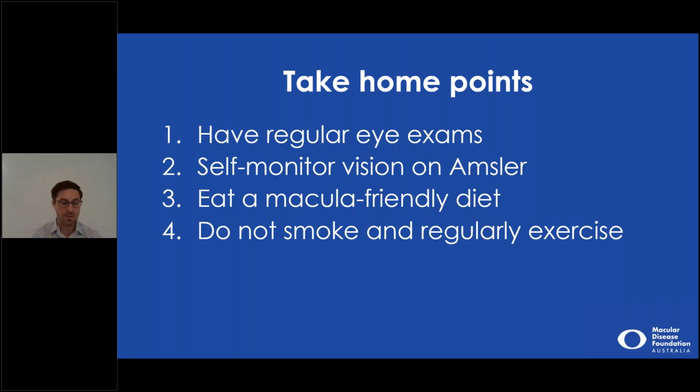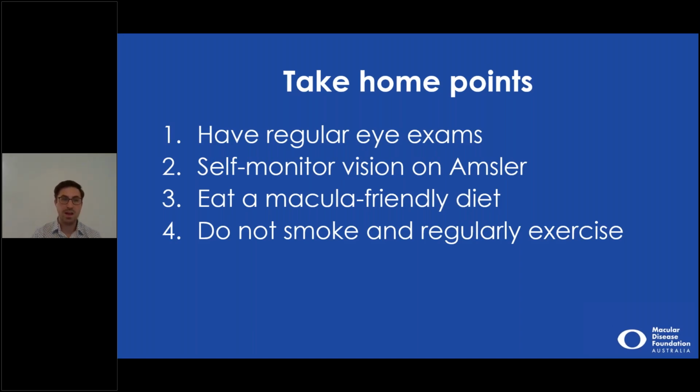Also, we strongly recommend that you follow the recommended diet to support your macular health and make sure your body is getting all the vitamins, minerals, and nutrients it needs to function well. And also, of course, please don't smoke and maintain a healthy lifestyle, including regular exercise.